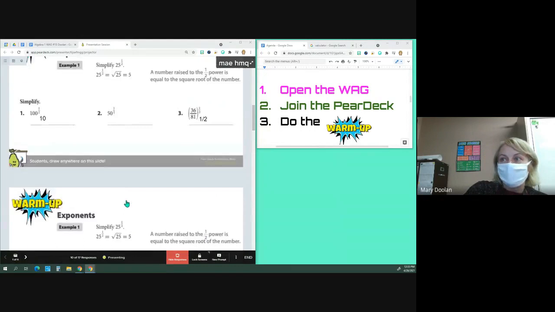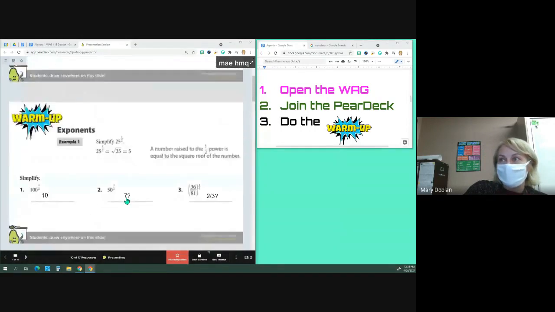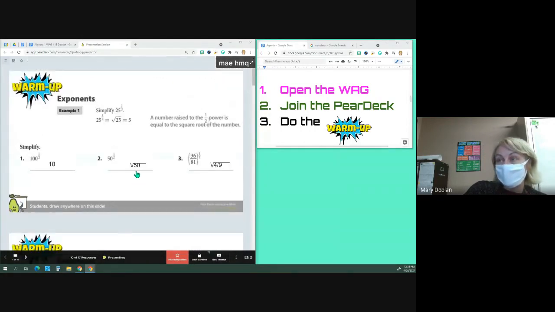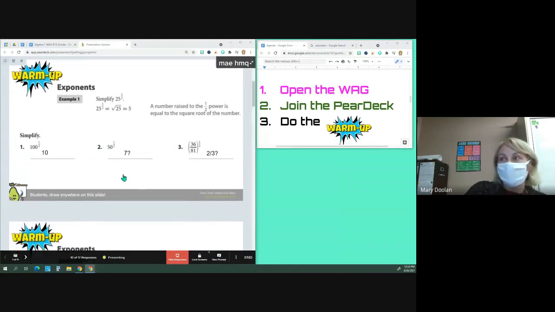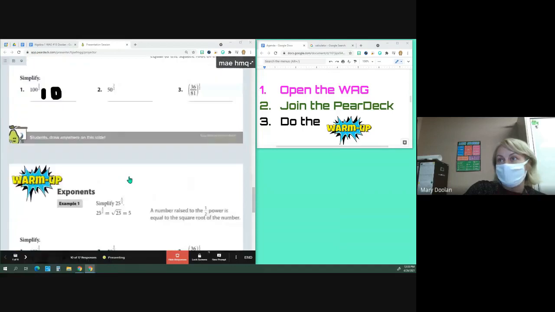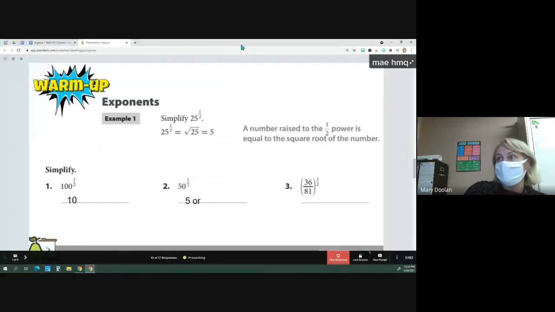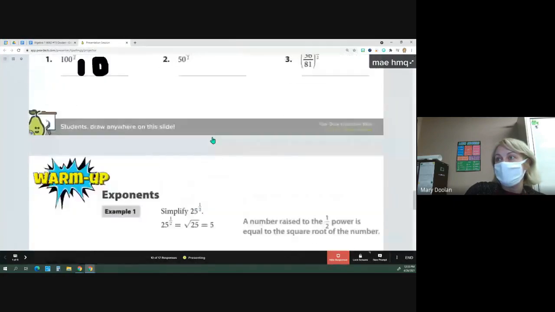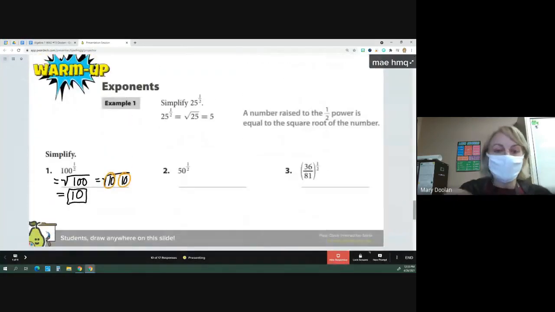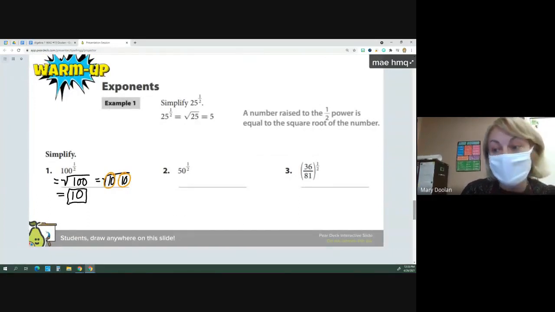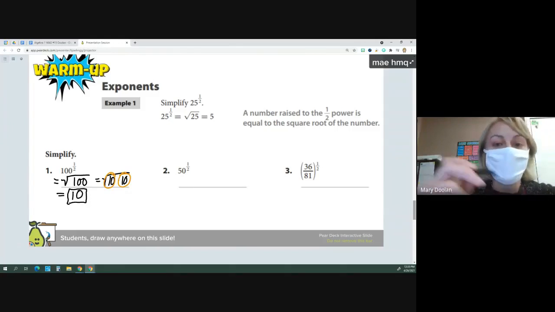But let's see, the steps maybe. This is a great first step here. I like this. Changing it to the square root of 50. So if you're not really sure how to start this one, that's what I would suggest. Changing it to the square root of 50, because that's what the 1/2 power means. Your index is 2 because it's in the denominator. And when the index is 2 on a radical, we typically don't write it.